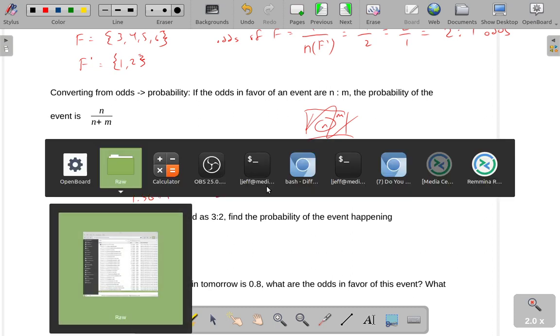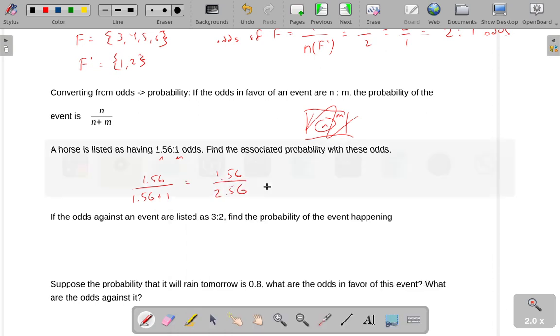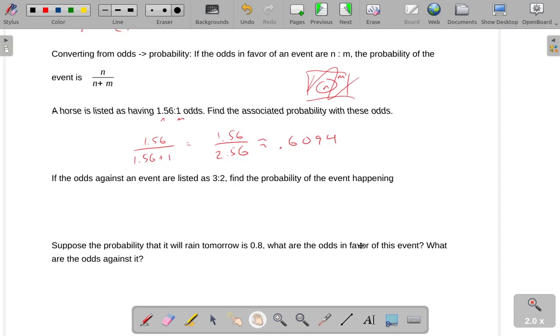Let's pull out the calculator so I can convert this to a decimal. 1.56 divided by 2.56 gives me 0.609375. 0.6094, we'll call it. I'm just doing 4 decimal places there.